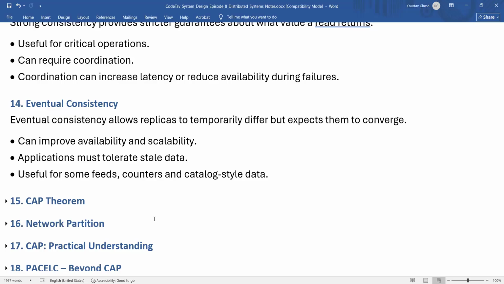For example, consider a social media like count. Suppose one user likes a post. It may not be necessary for every server around the world to immediately show exactly the same count. A small delay may be acceptable. So we can use eventual consistency. This can help us build systems that are more scalable and available. So the key question is, does our business require immediate consistency? Okay. So it is not much required.